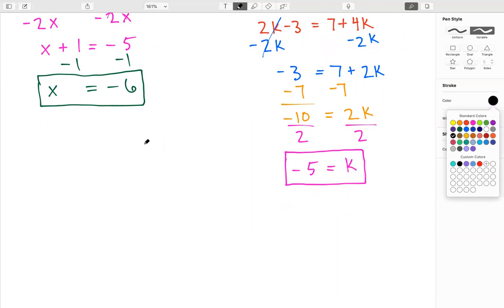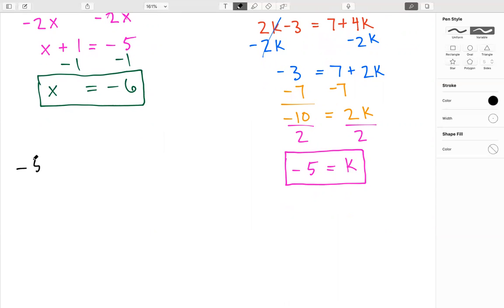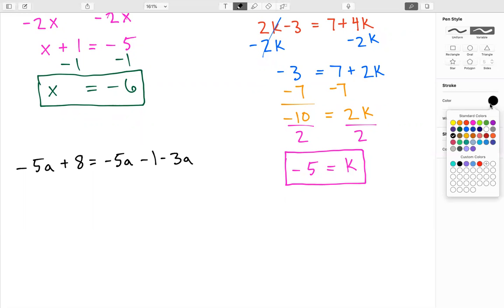So the last question for the day is negative 5a plus 8 equals negative 5a again, minus 1, minus 3a. I would encourage you to pause and try this on your own.